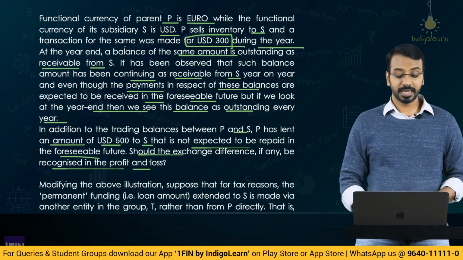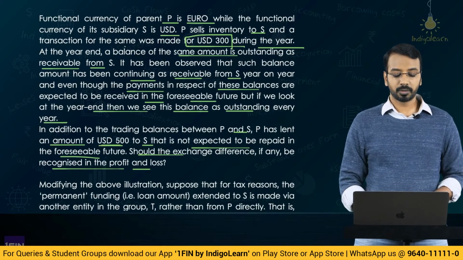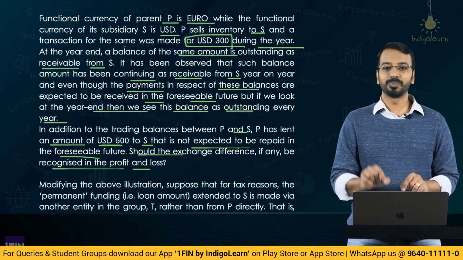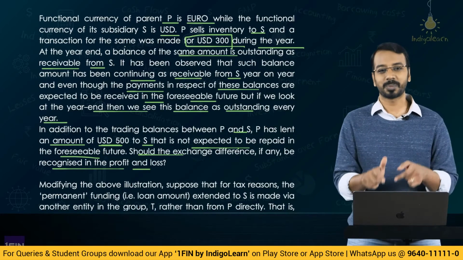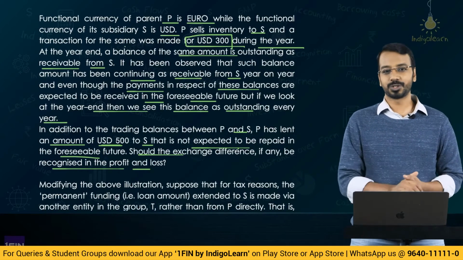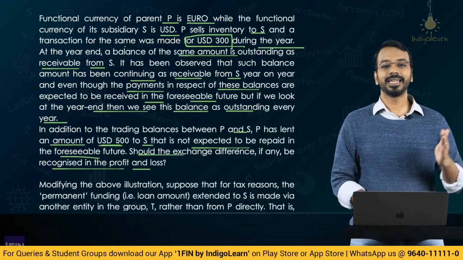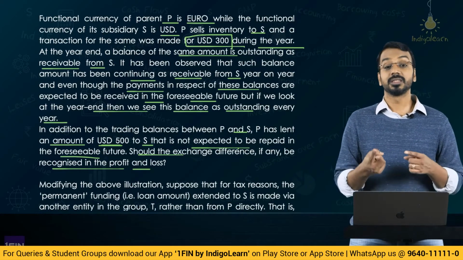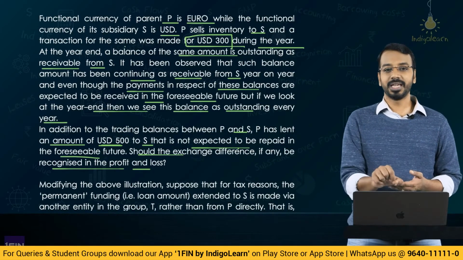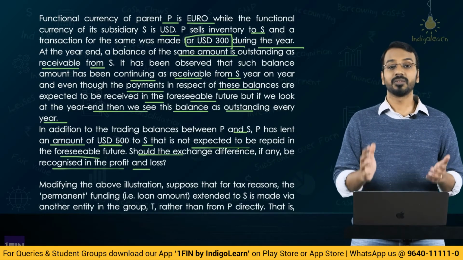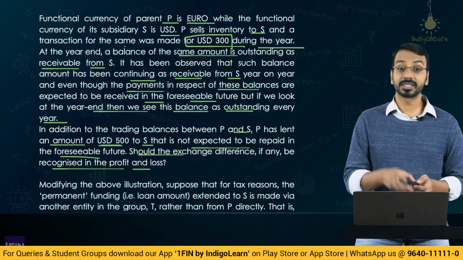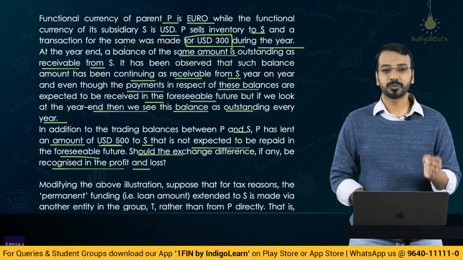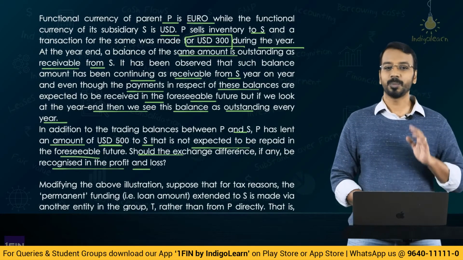Now, the second part of it, which says there is a loan amount of $500 which is not expected to be repaid in the foreseeable future. So, if a monetary item in the nature of a long-term receivable is not expected to be repaid in the foreseeable future, then it forms a part of net investment in foreign operation. When it forms a part of net investment in foreign operation, the gain or loss will be recognized in the P&L in the standalone financial statements, whereas in the consolidated financial statements, the gain or loss on this loan which is not expected to be repaid will be recognized in OCI and not in the P&L.